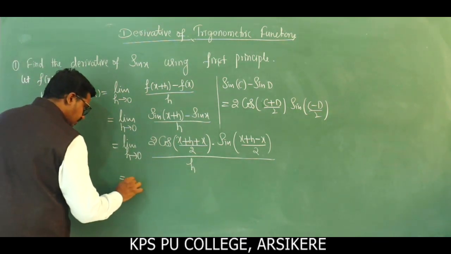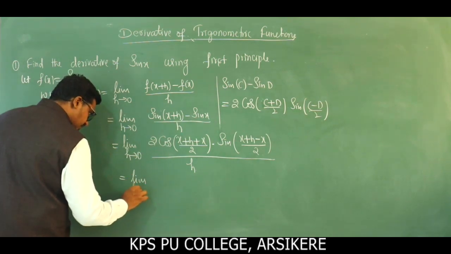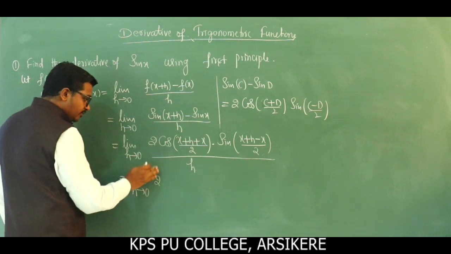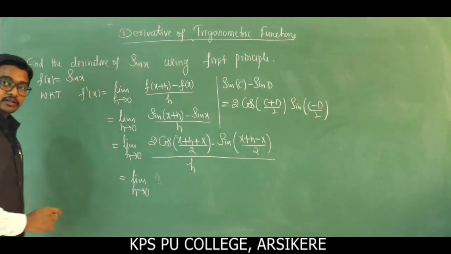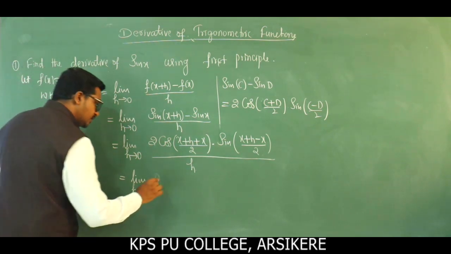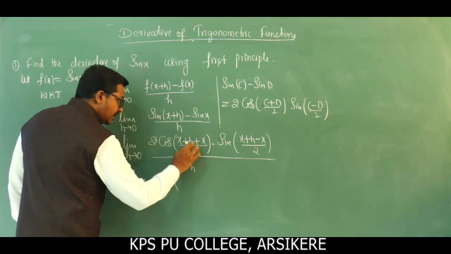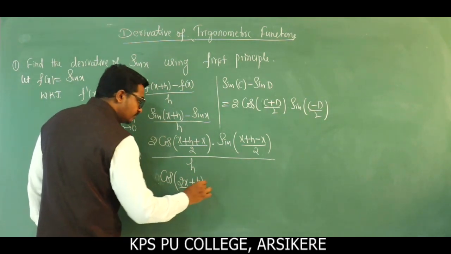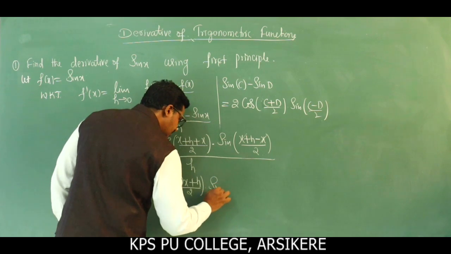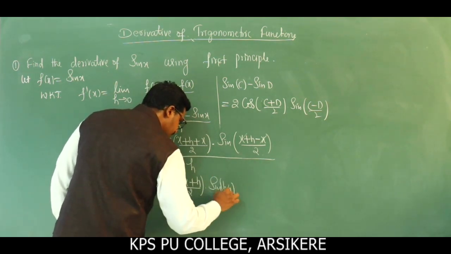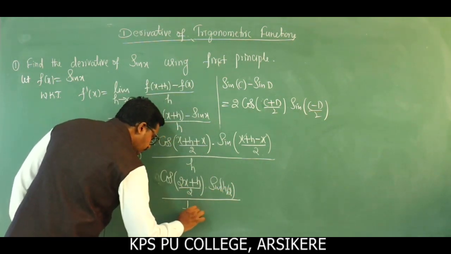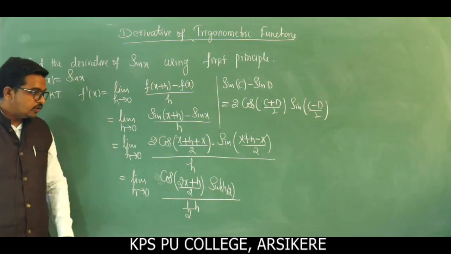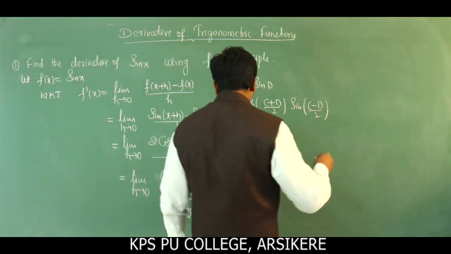Next simplification, limit as h approaches 0 of 2 into, I will write this 2 to the denominator, that becomes 1 by 2. First write as it is, cos of x plus x becomes 2x plus h divided by 2 into, x minus x gets cancelled, we are left with sin of h divided by 2. So I will write this as 1 by 2 into h. This 2 taken to the denominator becomes 1 by 2.